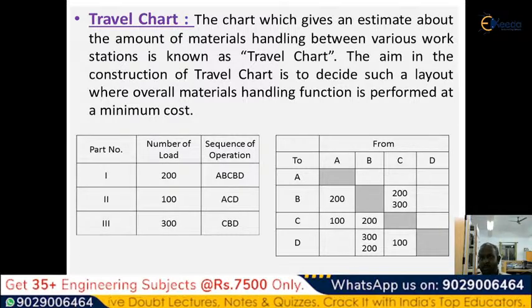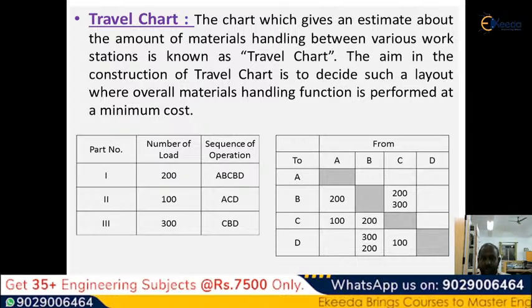From-to means, say, at the top I have given the from and at the left-hand side I have given the to. It means that obviously the diagonals are not going to be filled, because a product cannot move from A to A, B to B, C to C, and D to D. So that has been shaded as empty.